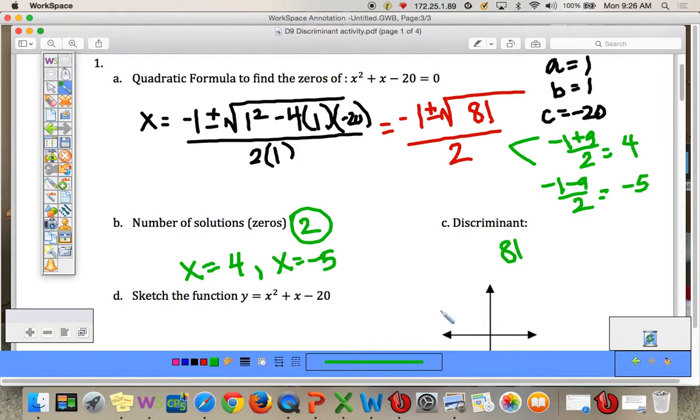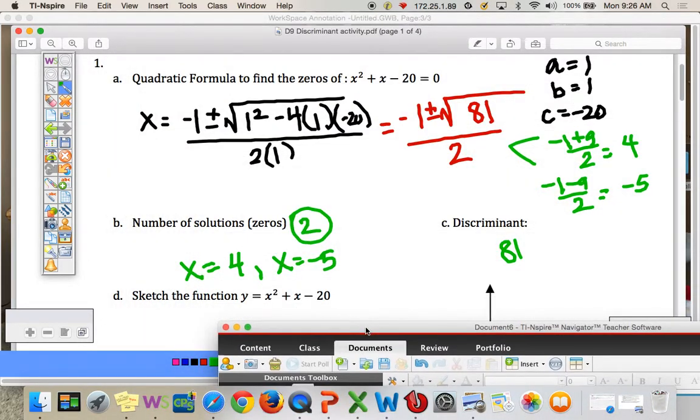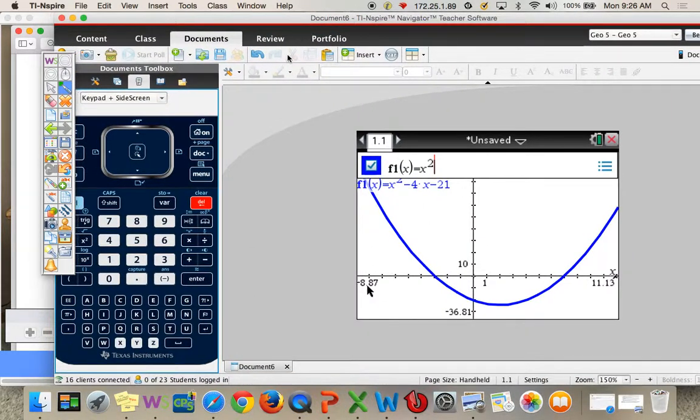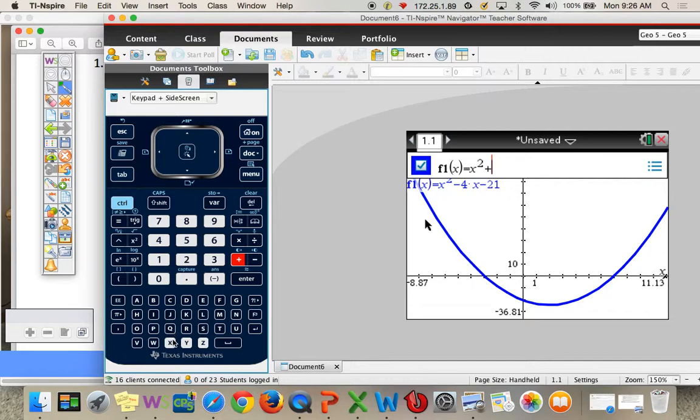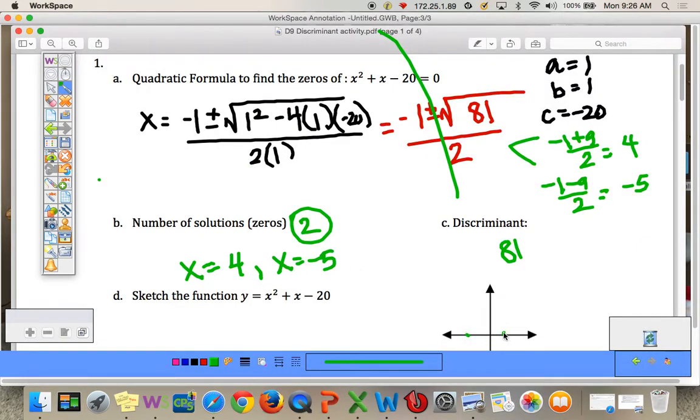Let's sketch it. So again, you can type this in your calculator. We should expect to see the zeros at 4 and negative 5. So if I hit tab and just go up, I don't want to label that. Okay, so let's type in what we had. So it was x squared plus x minus 20. Okay, and we can see our 2 zeros, so we can sketch the graph. One of the zeros is here, one of the zeros is here, so here's the sketch of our graph. Okay, you're going to do this a few more times, and then we're going to look for a pattern.